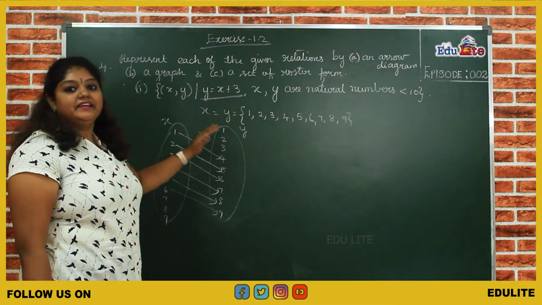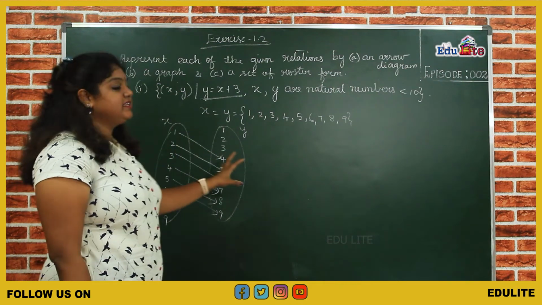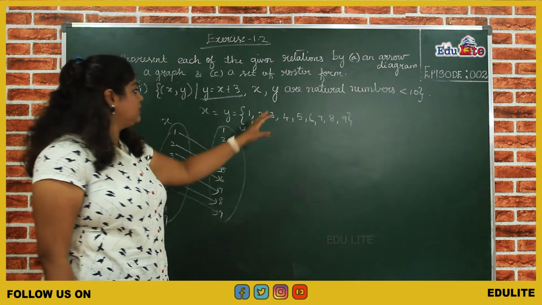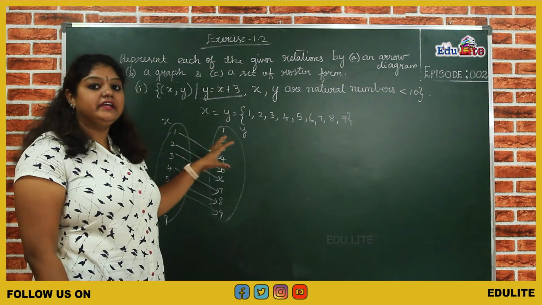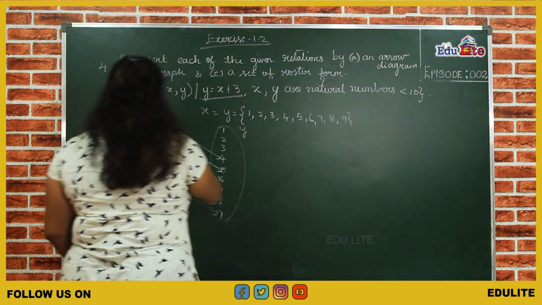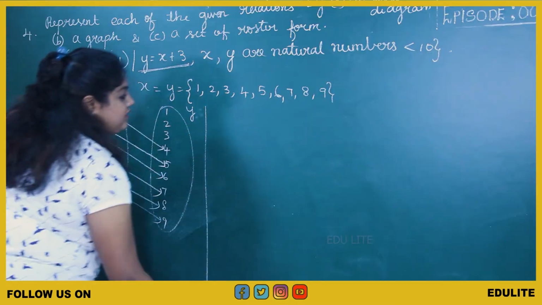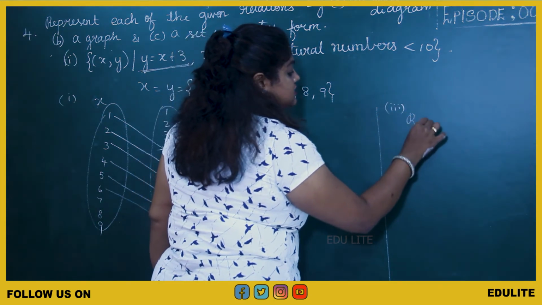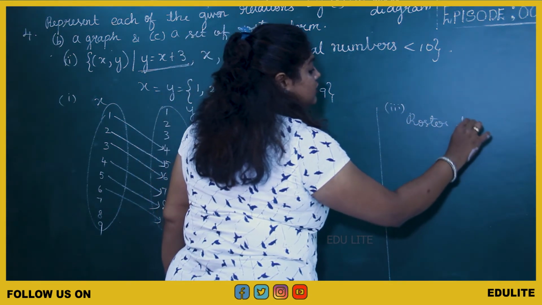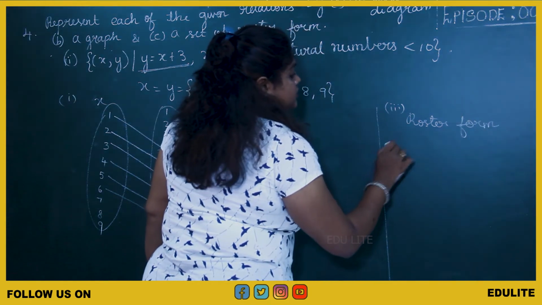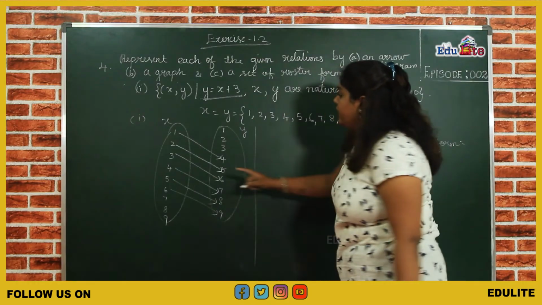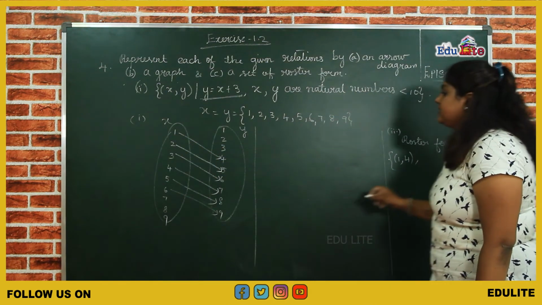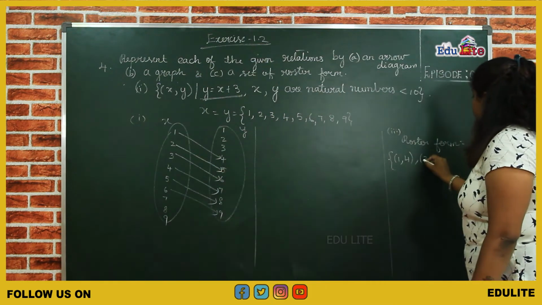We have represented it in an arrow diagram. Next, the same points we are going to represent in a graph. Before that, I will write the roster form, that is the third option, so we will find it easy to mark it in a graph. The first option we have completed, and we have to do the graph portion, and third, write it in roster form. How will we write it in roster form? Let us do it. In the roster form, 1, 4, next 2, 5.